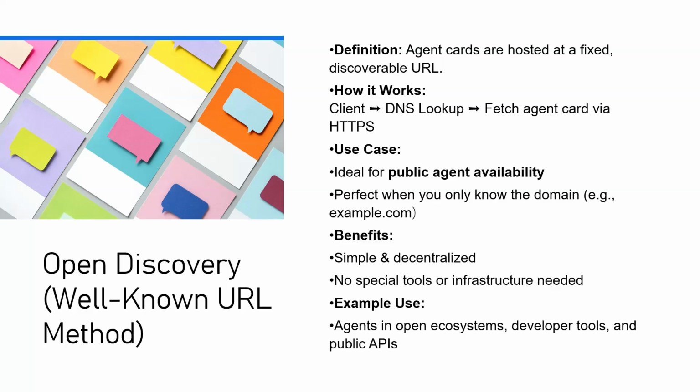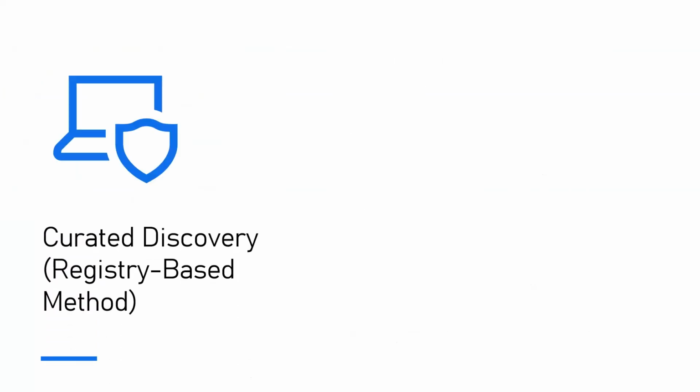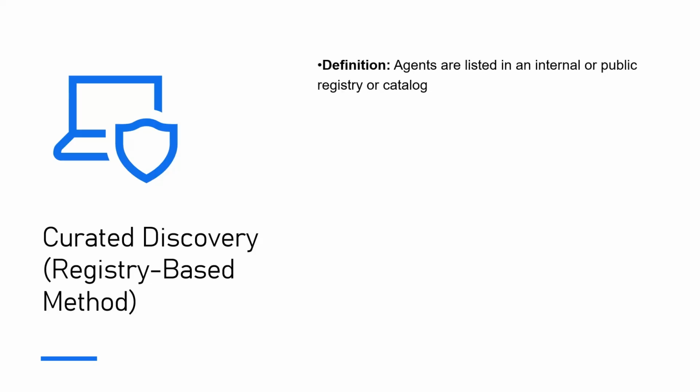The second method is the curated or registry-based method, and this is highly used in enterprises. Agents are listed in an internal or public registry or catalog. Imagine this as an app store for Apple or Google. Similar to that, we will have an app store or agent store specifically for AI systems. We can have an agent store internal to our enterprise and business, or a public one, like a SaaS model, a public agent store.